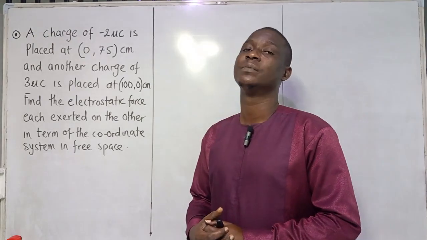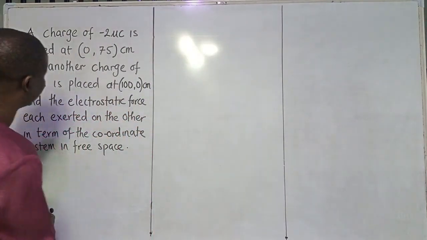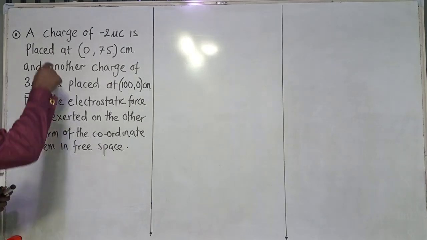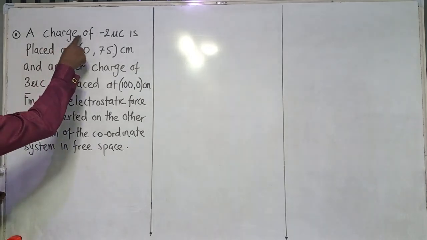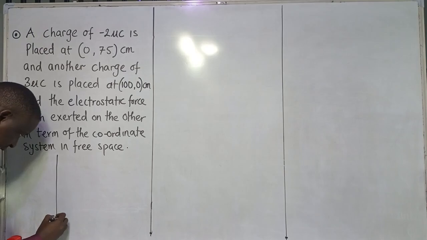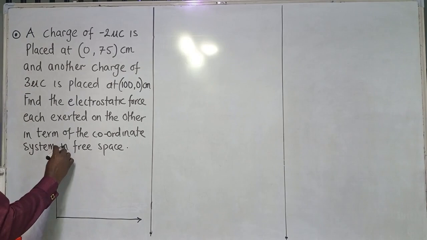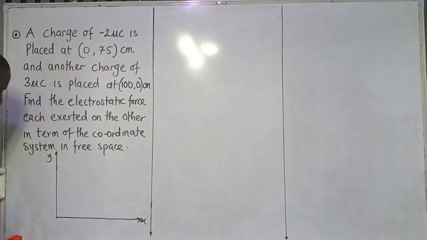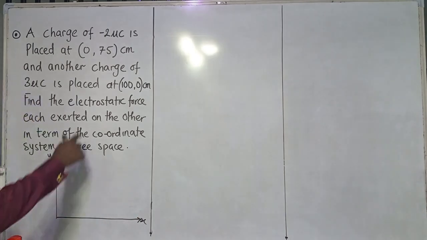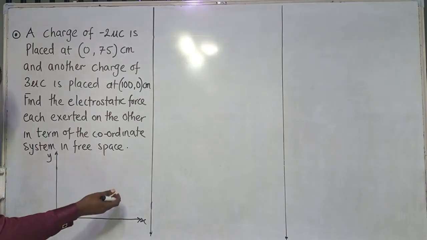In free space. In terms of their coordinate system in free space. So now let's start to analyze the question right away. Now follow me. A charge of minus 2 microcoulomb is at x and y. So this is the y coordinate, y and x. Now for y, that means x is 0. Now don't forget, x is 0 along the y coordinate and y is 0 along the x coordinate.